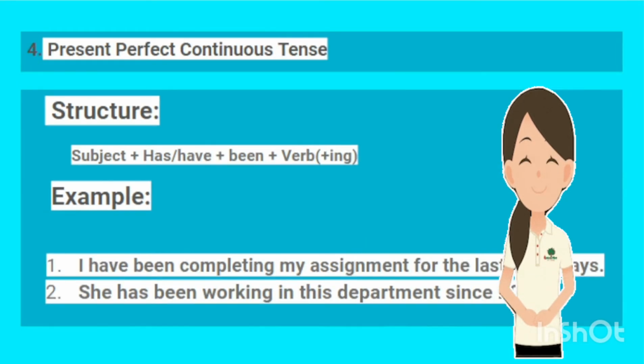Now I will discuss present perfect continuous tense. This tense is used to describe an action, event or occurrence that has begun in the past and continues into the present. It is also used for an action that began and just finished in the past or in cases where there is no mention of time. The structure of the present perfect continuous tense is subject, has been/have been, first form of verb with ing, since/for and then time. For example, I have been completing my assignment for the last 3 days. She has been working in this department since 2017. These are the basic examples of present perfect continuous tense.